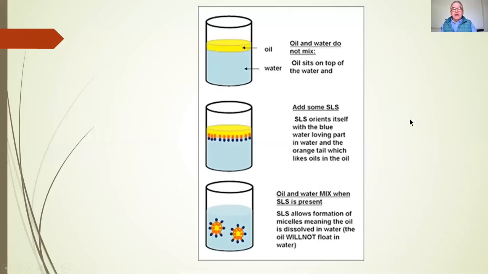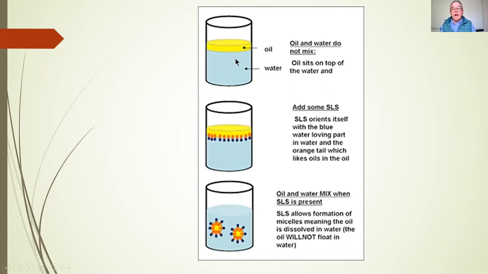Now, looking at an example of adding SLS, this is sodium lauryl sulfate. This is a type of a surfactant, or a soap, you might call it. Okay, in this case, we're looking at oil here in this part of the illustration. Oil and water do not mix. Oil sits on the top of the water.